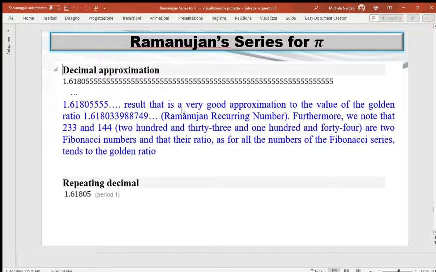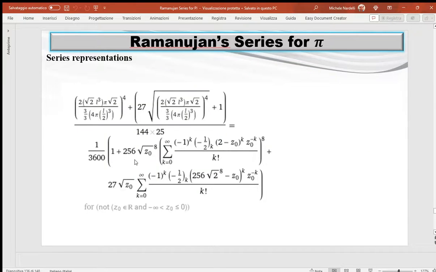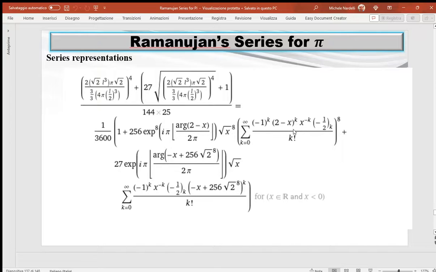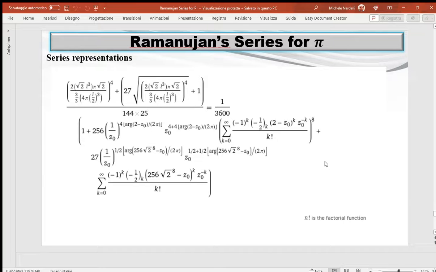Furthermore, we know that 233 and 144 are two Fibonacci numbers, and that their ratio, as for all the numbers of the Fibonacci series, tends to the golden ratio. Also here we obtain the series representations.